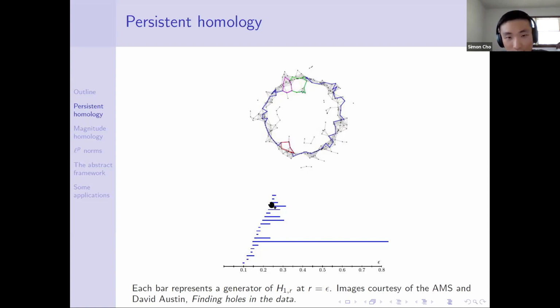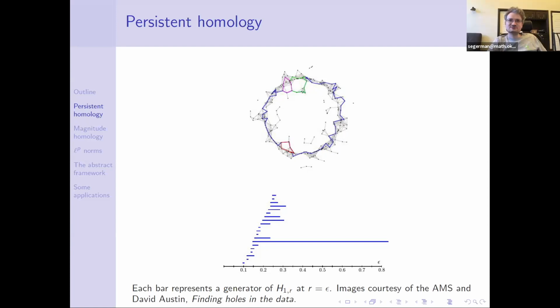This barcode is a typical way that people use persistent homology to represent data. If you look at the longer barcodes, it means that these loops, these large scale features of the data, persist over longer ranges of length scales, which means that they're more significant. So you can see that this really long barcode should be the one that corresponds to this very large feature. Are there any questions about persistent homology?